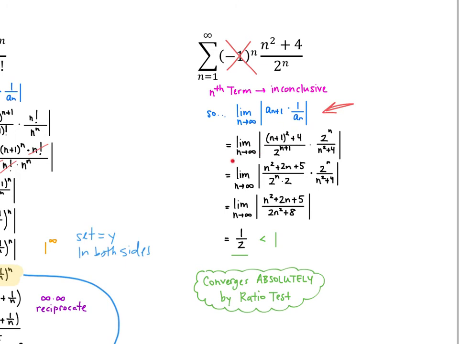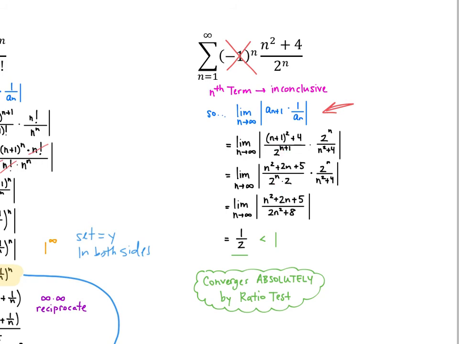So we're going to take the limit as n goes to infinity of ((n plus 1) squared plus 4) over 2 to the n plus 1, and then times the reciprocal of a_n, 1 over a_n. All right, so multiplying (n plus 1) squared and then adding 4 to that, we get n squared plus 2n plus 5. 2 to the n plus 1 becomes 2 to the n times 2.